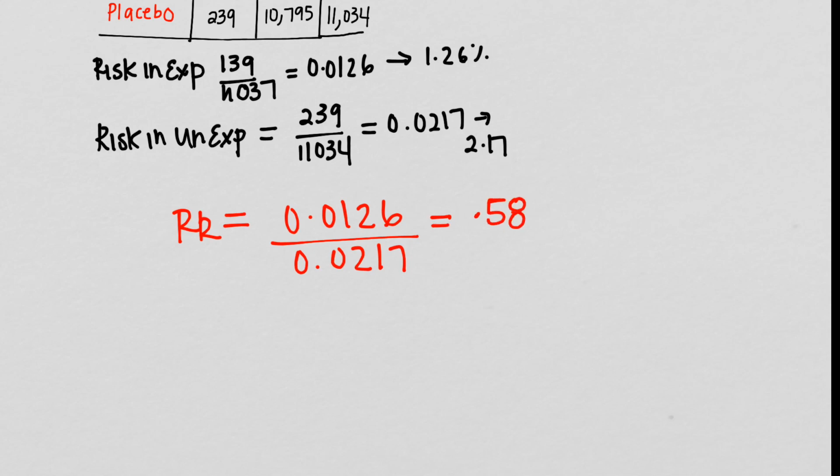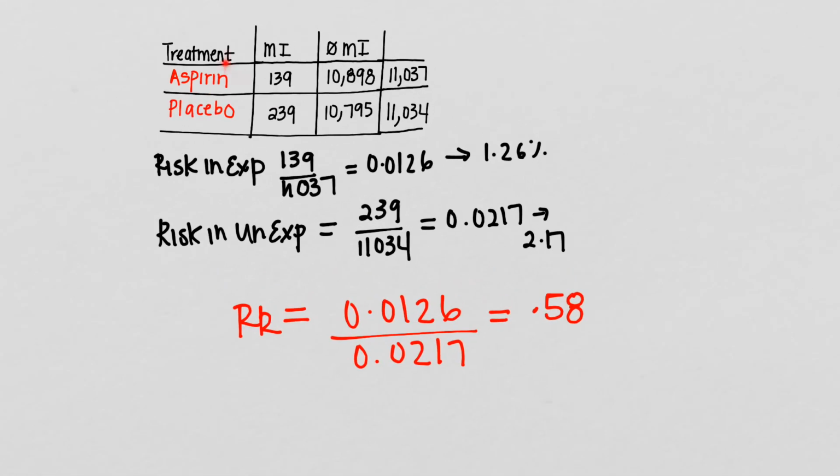And so the question becomes, well, how do you interpret what this number means? We would basically say those who take low-dose aspirin regularly, so it would be this group right here, have 0.58 times the risk of myocardial infarction compared to those who did not take the aspirin at all. So in my mind, that's a relatively small risk.